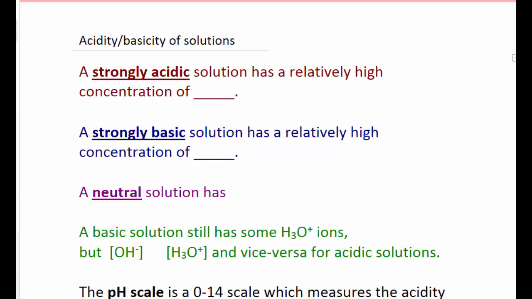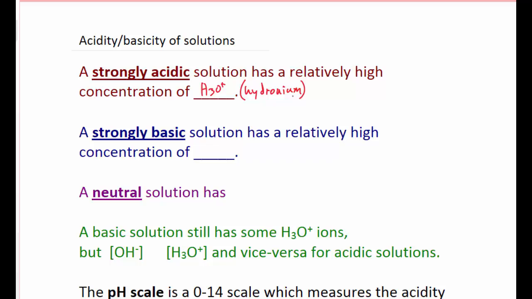Let's talk about what that comes from. A strongly acidic solution has a relatively high concentration of what is responsible for acidic properties. What did we call it? Hydronium. H3O plus is hydronium. It's an ion that ends in ium, which is plus. Remember, the ammonium ion was on your polyatomic ions list, also plus charge.